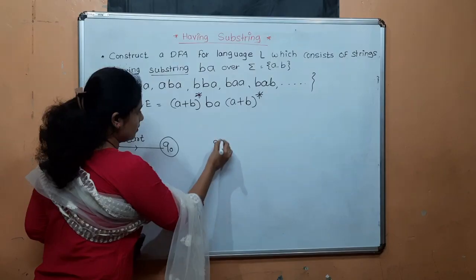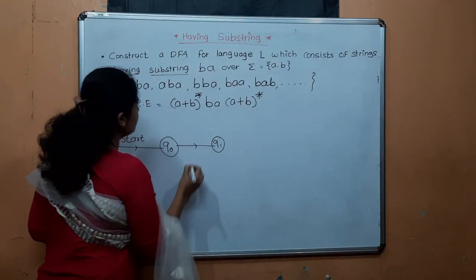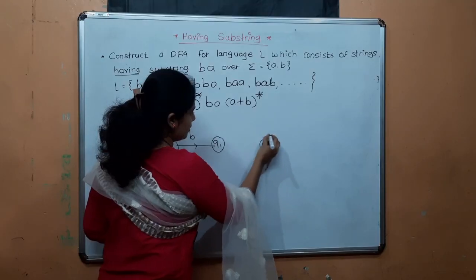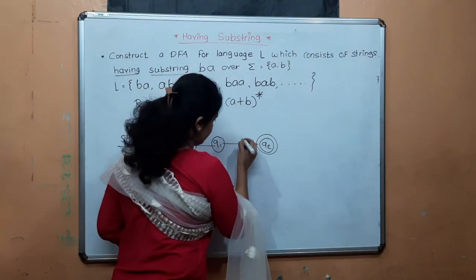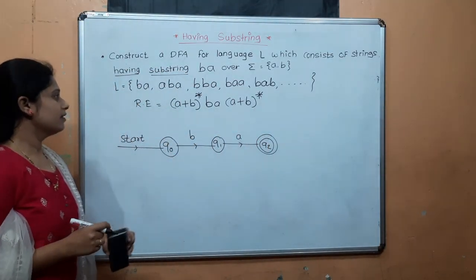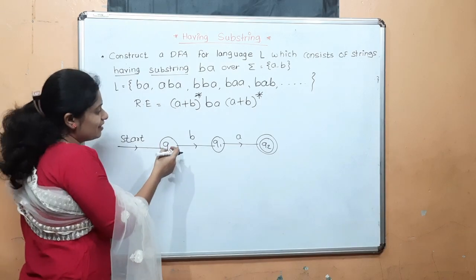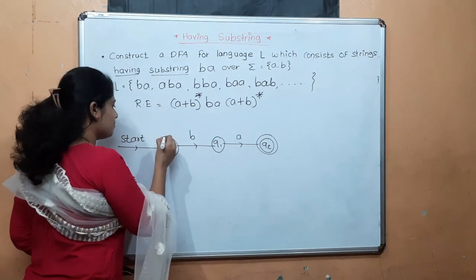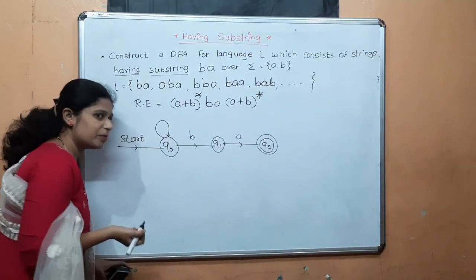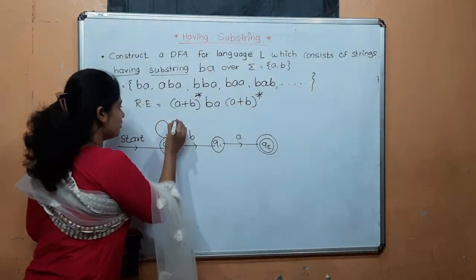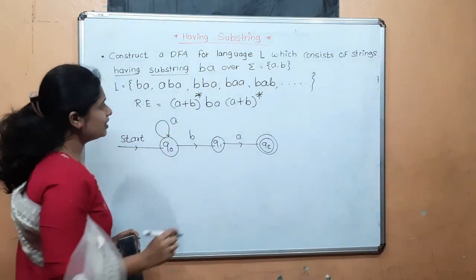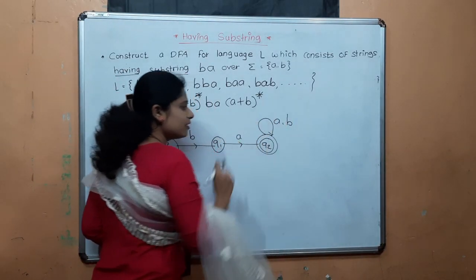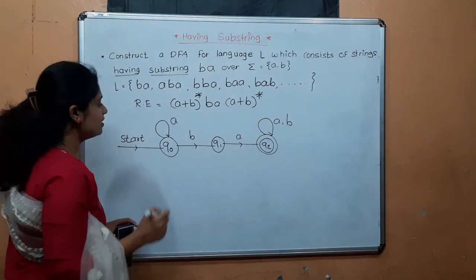Start. Here we can give B and A. See here, the condition is given that the string has substring BA, so it can start with either A or B, but B is already given, so here we can write A. After that it can end with either A or B.